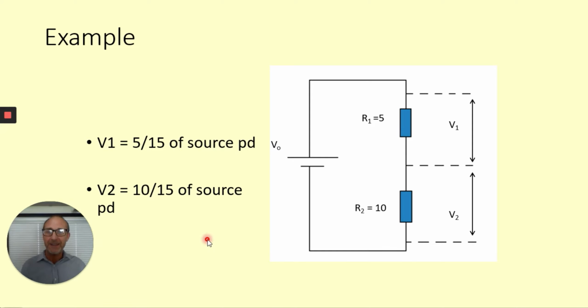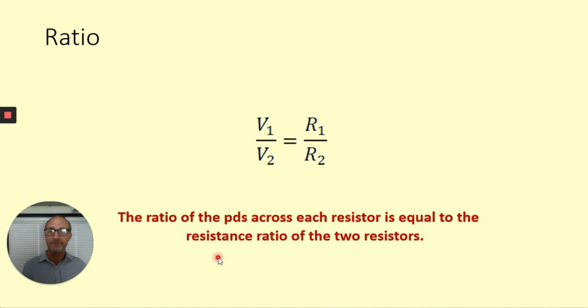Okay, so just have a little think, just pause it and have a little think. Okay, so just to recap, V1 is 5/15ths of the total supply potential difference, and V2 is 10/15ths of the source potential difference. Okay, moving on.